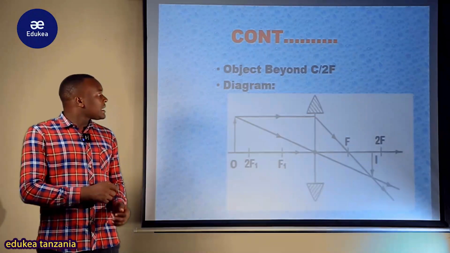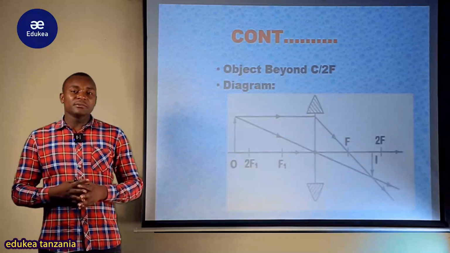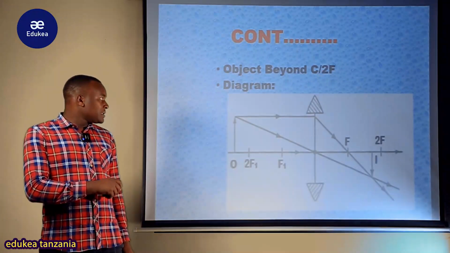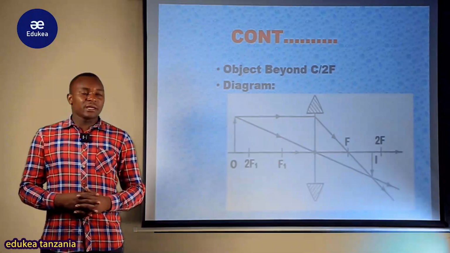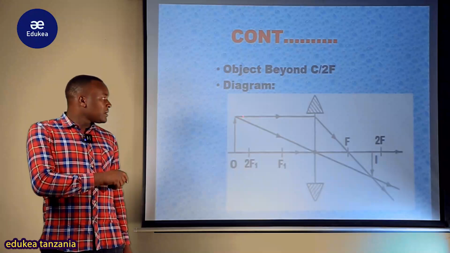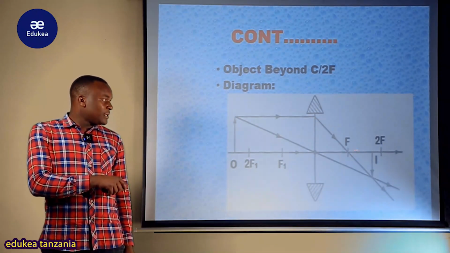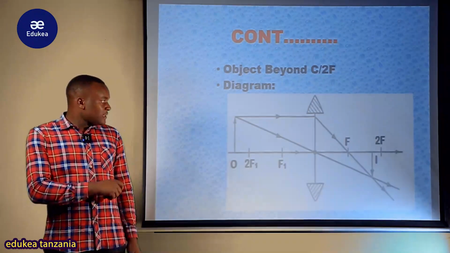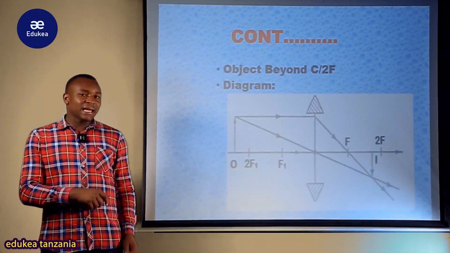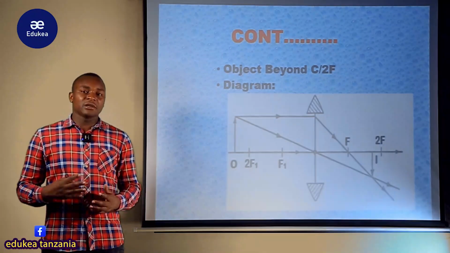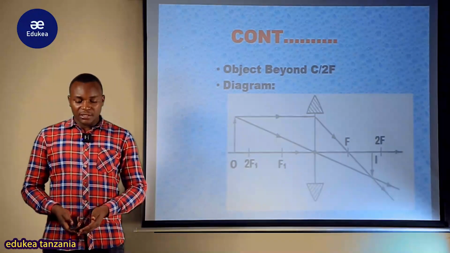So tuangalie kitu kingine, object beyond C/2f. So beyond means ni nyuma ya E point kama inavyoonekana hapa. The same procedure ya kudraw ray diagram, kwamba utadraw object then ray inatoka hapa mpaka kwenye lens. After lens ina reflect kwa kupitia principal focus. After that unadraw line inayopita katika optical center ili upate image, na tulisema line inayopita katika optical center ina reflect kwa kupitia hiyo optical center, so image will be formed at that point.